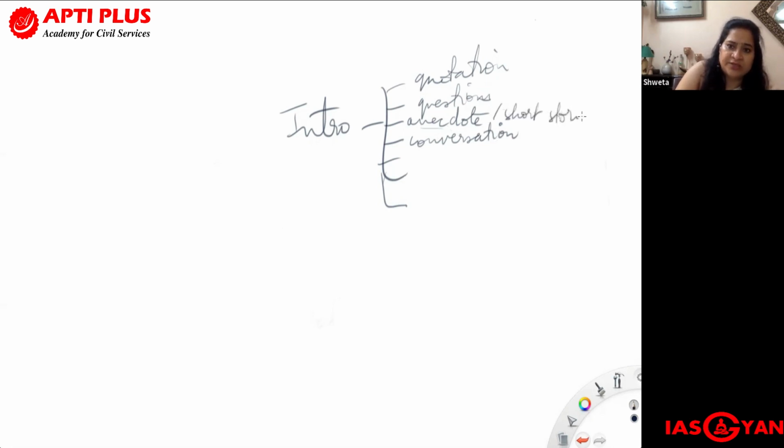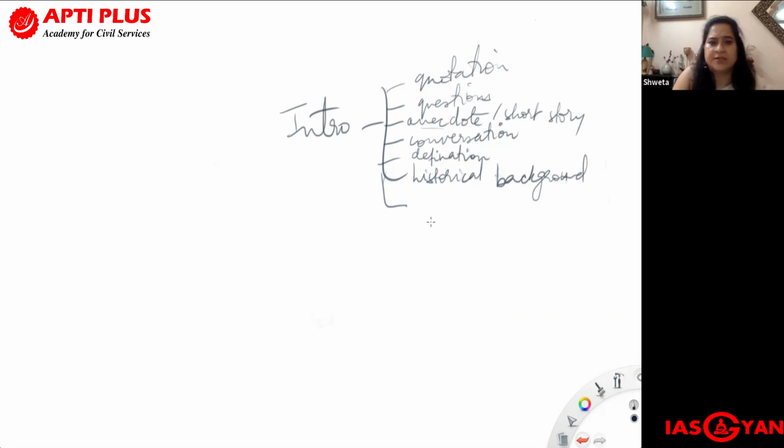You can start it with a definition. You can also start it with the historical background. Or you can also build the context of the essay by giving some profound example, some facts, or some examples which are very engaging in nature. And see to it that the examiner from the very first paragraph is entering into the domain of your essay.